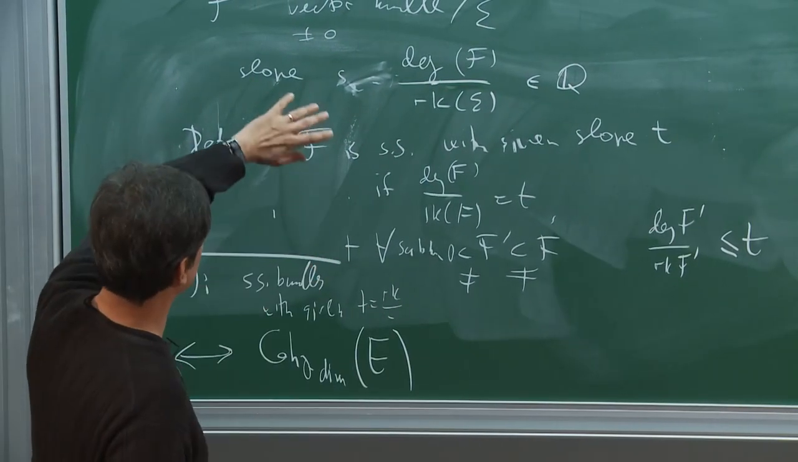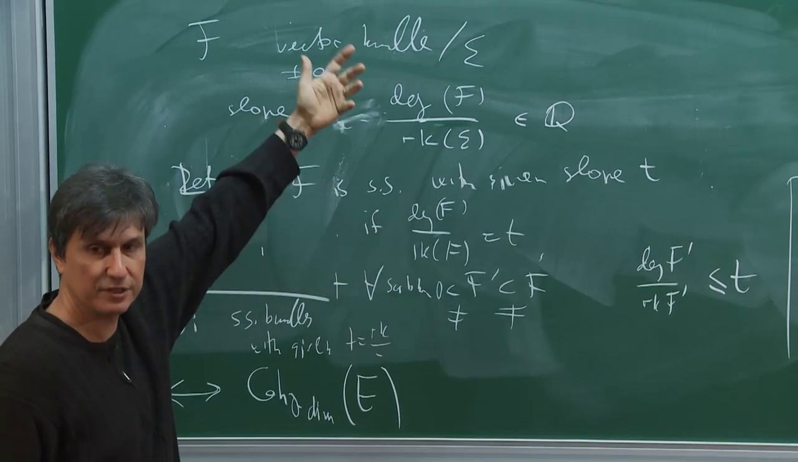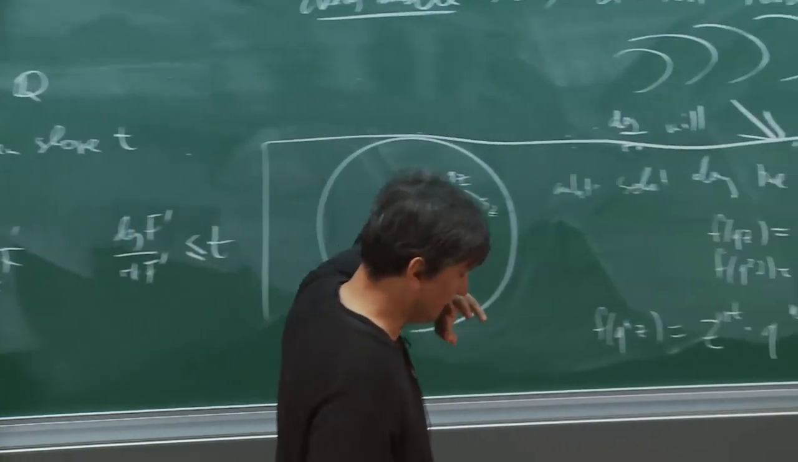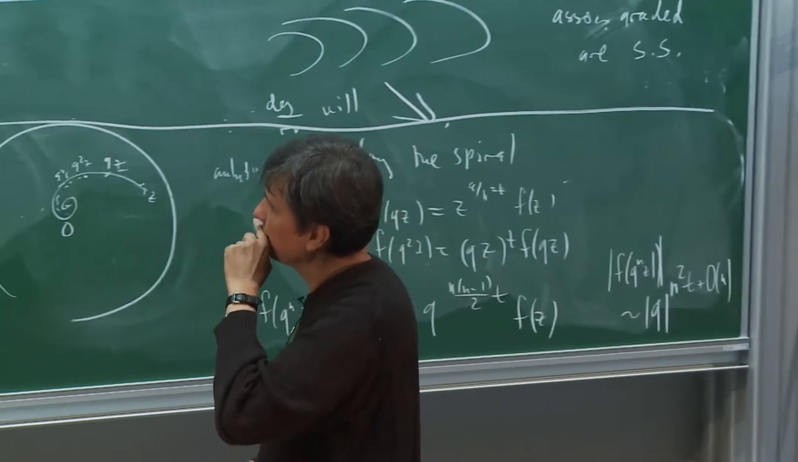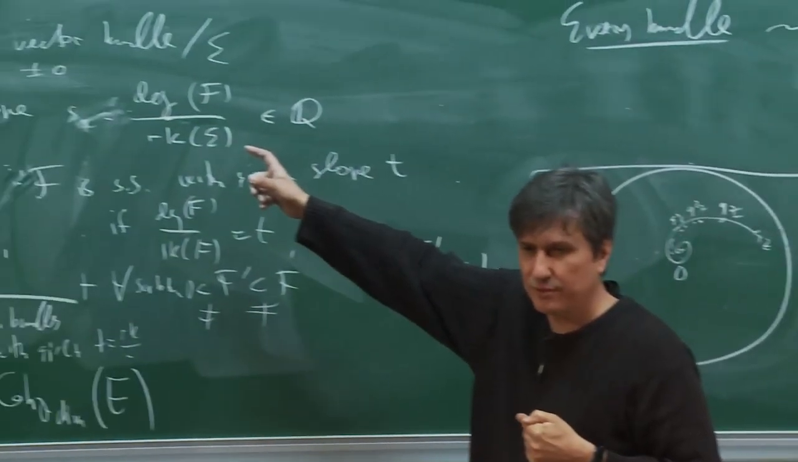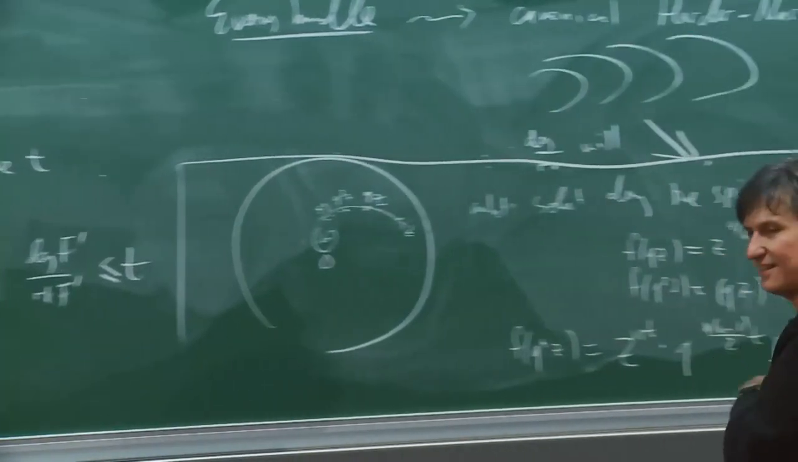Coherent sheaves are slightly more general than vector bundles. In the case of curves, you consider just torsion sheaves plus vector bundle. And a torsion sheaf, one can say, has slope either plus or minus, maybe plus infinity.